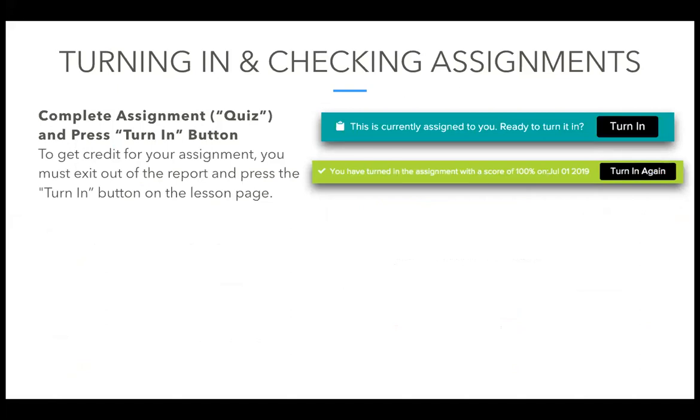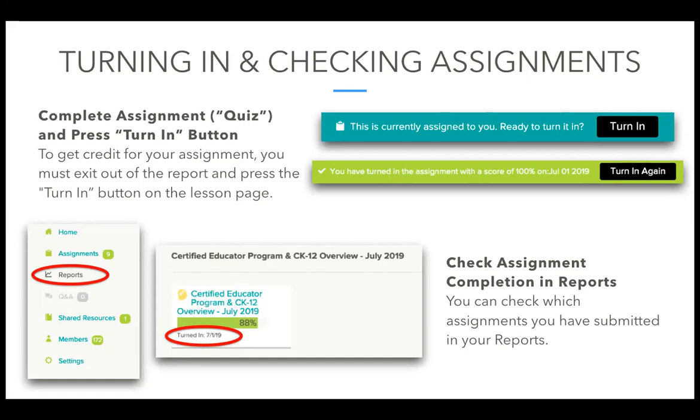When you've completed the quiz, exit out of the report and click Turn In on the main lesson page. This will change the bar from a teal bar with a Turn In button to a light green one that notes that you turned it in. And it also allows you to turn in any updated work. You can see your progress on these assignments under Reports. There you will see both your percent completion and the date you last turned in each assignment.